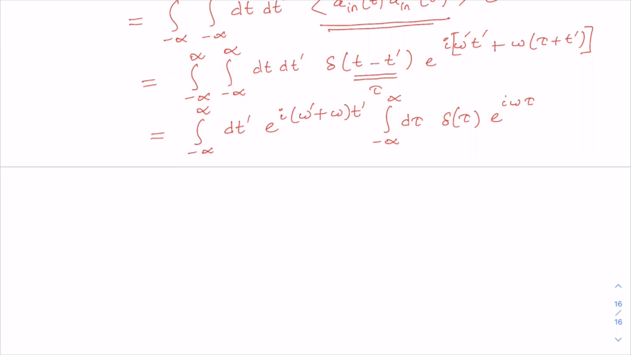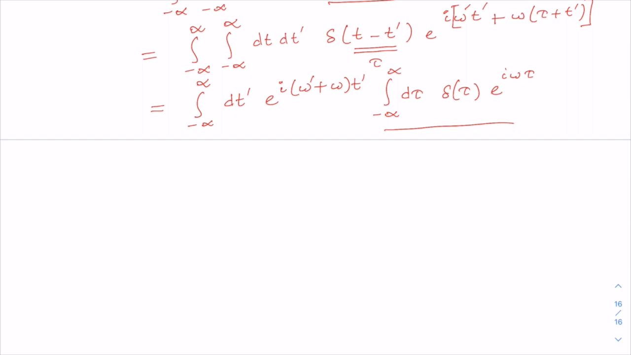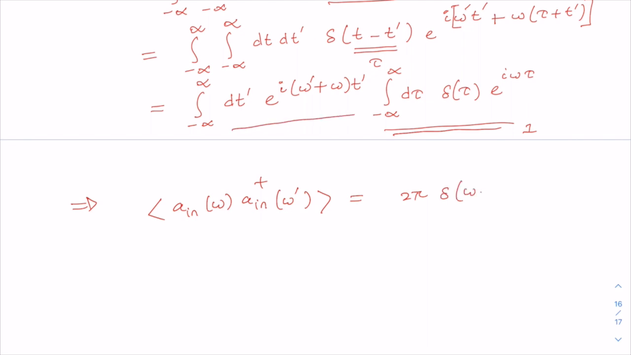Okay, and then this is the delta function. So apply the property of the delta function. We'll get from here very simply a in omega, a in dagger of omega dash, that would be equal to 2 pi, and this is going to give us 1. So this is the Dirac delta function again, that would be 2 pi delta of omega plus omega dash.